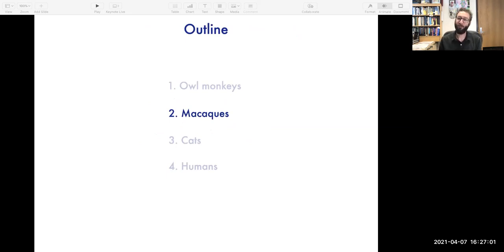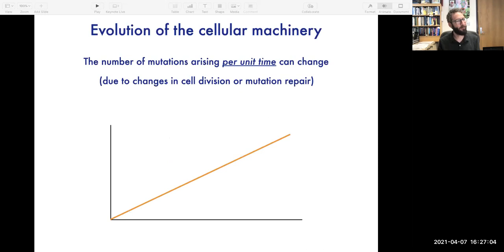So let's look at Rhesus macaques. And if we think about how the mutational machinery might evolve, the number of mutations per unit time could change, right? And that could be because cell division is happening faster in one lineage than the other, or it could be because the repair enzymes are just worse at repairing them per the same number of cell divisions, right? So if this is the human line, we can imagine in some species, the rate could get faster because cell division changes, or it gets worse at proofreading, or it could get slower again because cell division becomes slower or the proofreading enzymes become even better.